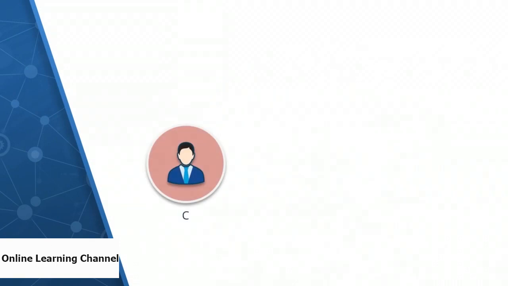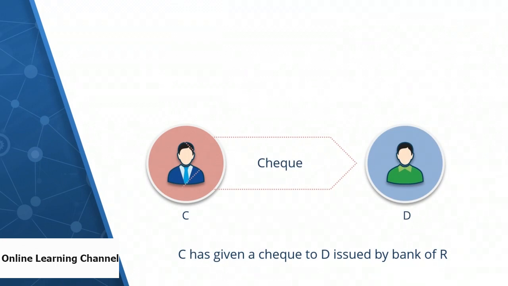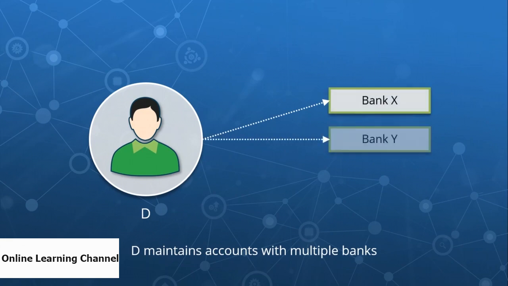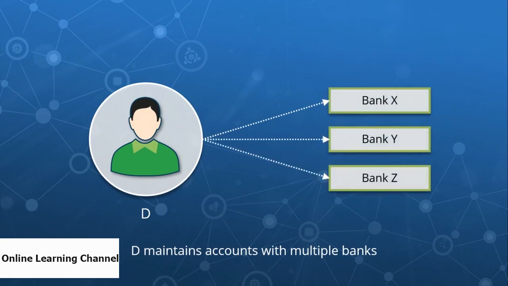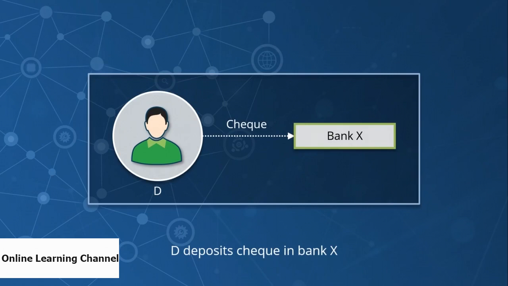So what is the security purpose which is served by this transaction nonce or the check number? For that, consider that a sender C has given a check to a recipient D, and this check has been issued by the sender's bank R. Now, let us say this recipient of the check is not the most trustworthy of individuals and also happens to have multiple bank accounts. He maintains an account with Bank X, Bank Y, and Bank Z. Since these days you don't need to physically deposit a check, and you can simply take a picture and deposit it electronically in any bank account, we consider the case that this recipient first deposits the check to Bank X electronically.